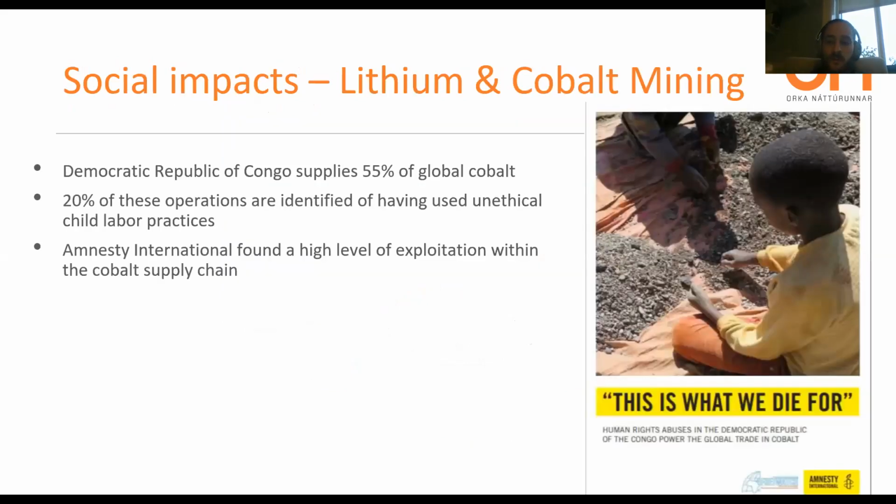And also when we were talking about social impacts, I'm just including this because it's interesting around EVs, but it's not too much related to LCA, although there could be social LCAs, of course.